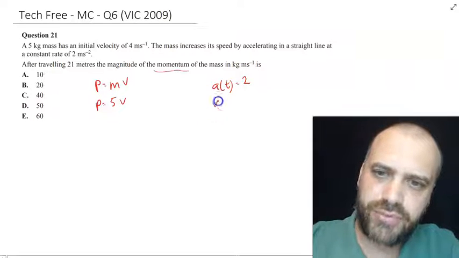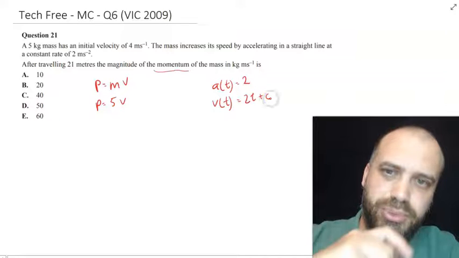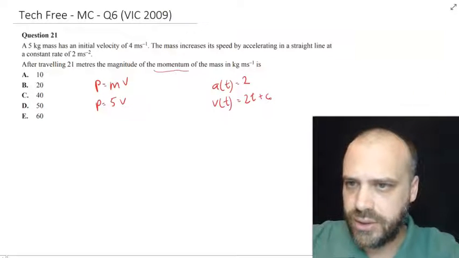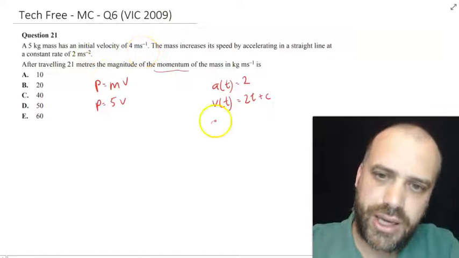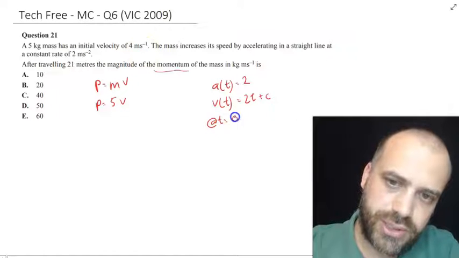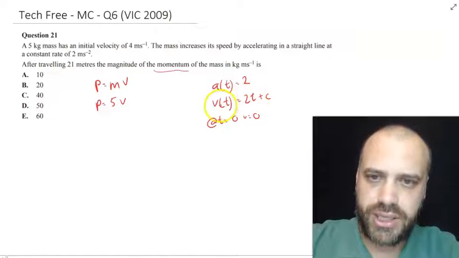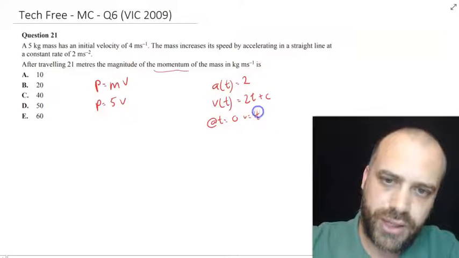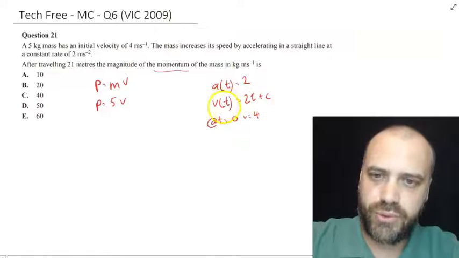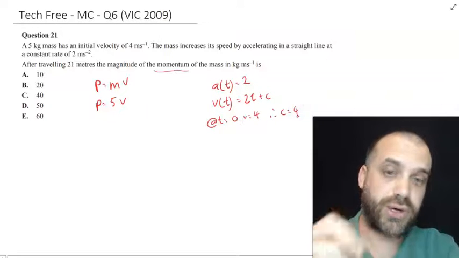Now that means that velocity with respect to time is equal to the integral of that, which is 2t plus c. Now I'm told that it has an initial velocity of 4. So at t equals 0, v equals 4. And if we were to sub 0 in here and 4 in here, we would find that c is equal to 4 as well.